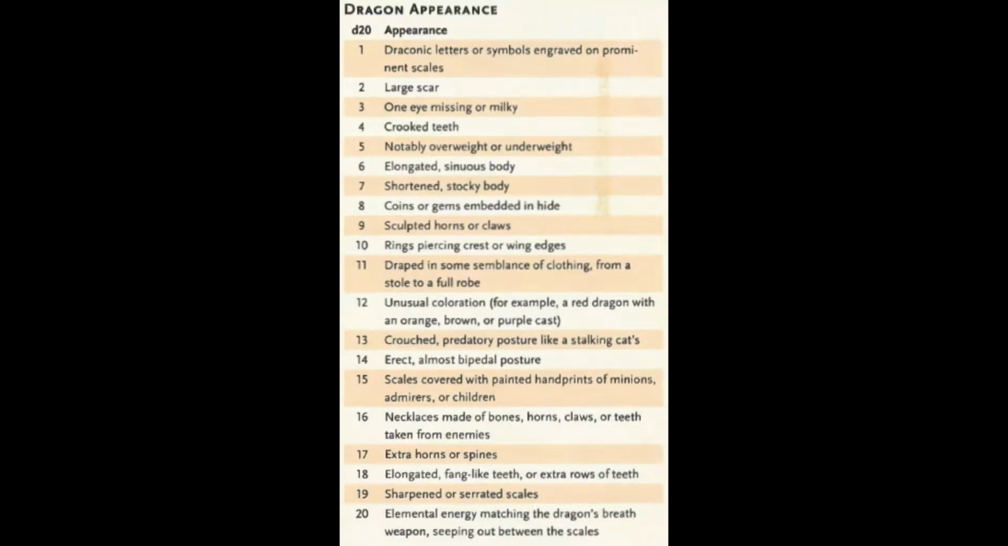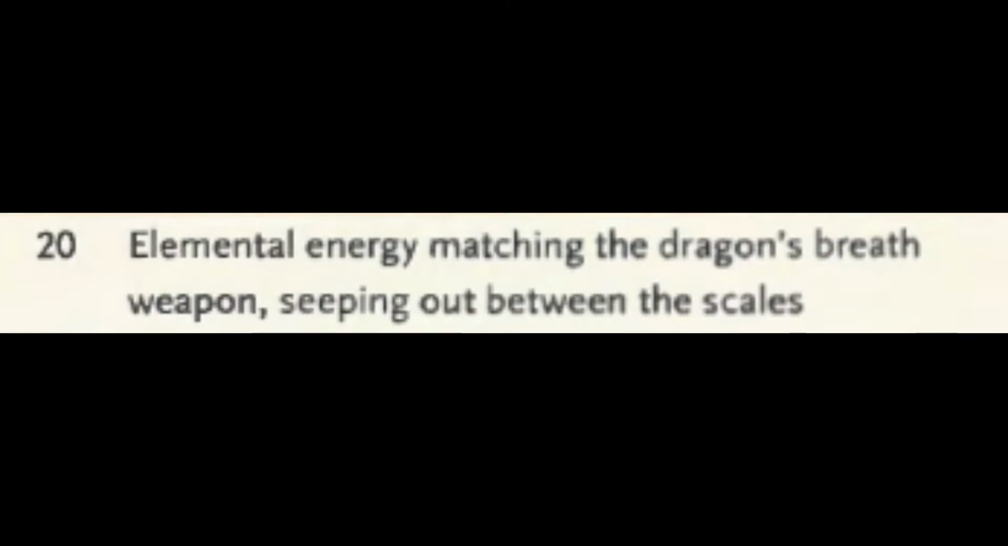Alright, so we move on to chapter 3 now, and the first little chart that we have is the dragon appearance. This chart is basically just here to give you some unique attributes that you can apply to the appearance of your dragon, so not every dragon is the same. When I rolled on the dice, I got number 20. And number 20 says elemental energy matching the dragon's breath weapon, seeping out between the scales.